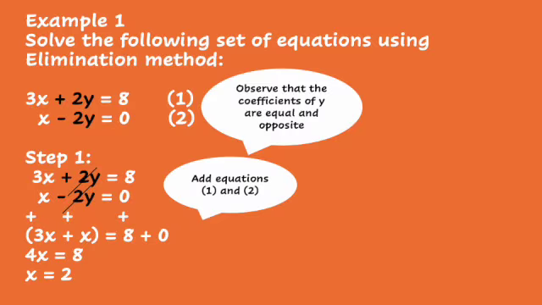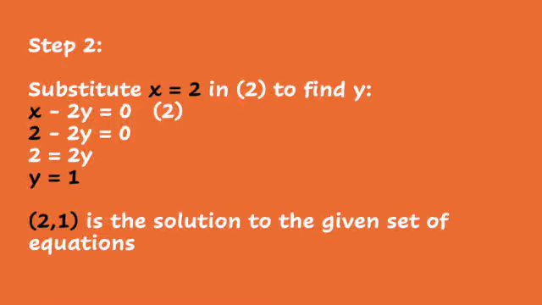That gives you 4x equal to 8. Dividing both sides by 4, we get x equal to 2. In the next step, we find the value of y. We put x equal to 2 in equation 2 and simplify it further. When we do that, we get 2 equal to 2y. That gives us y equal to 1. So x equal to 2 and y equal to 1 is the solution to the given set of equations.